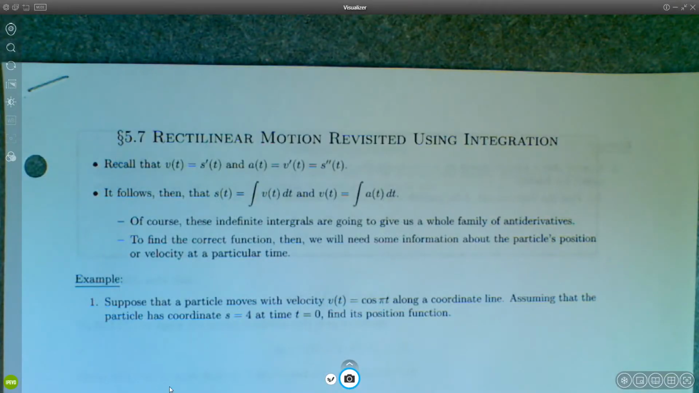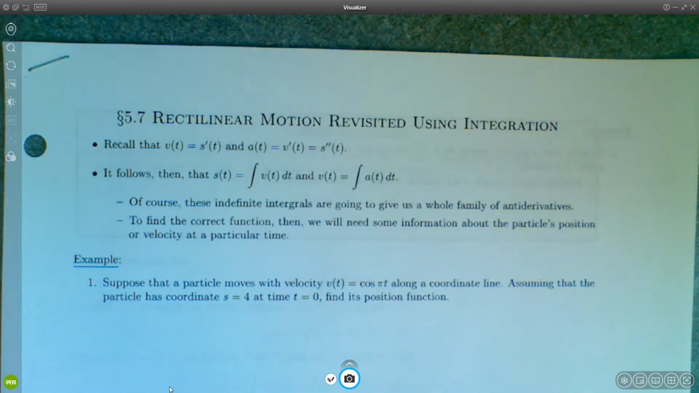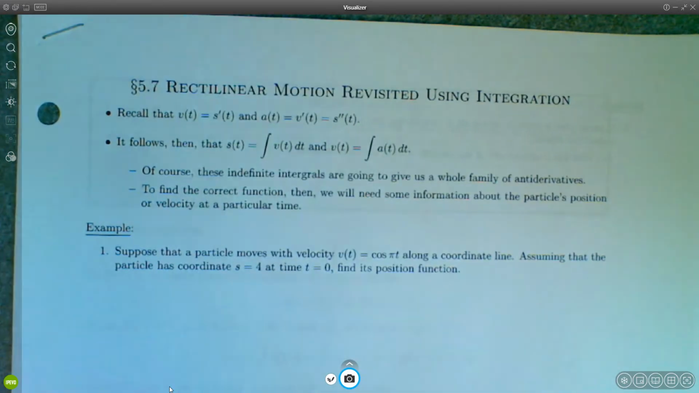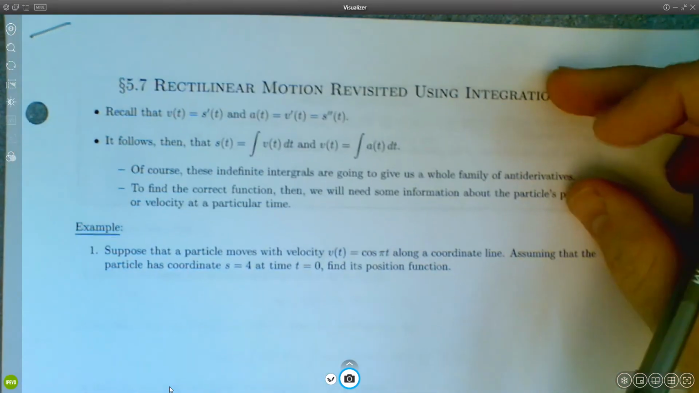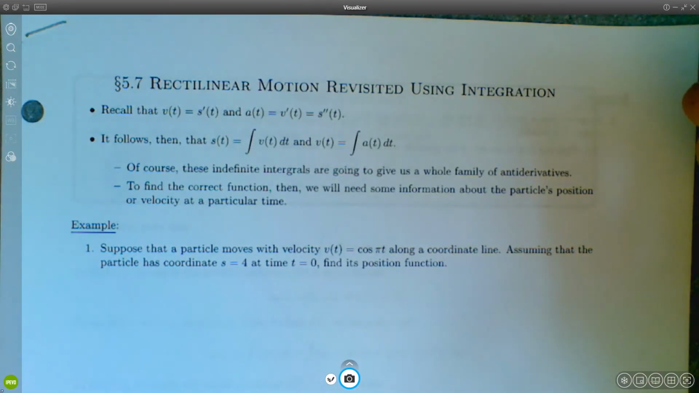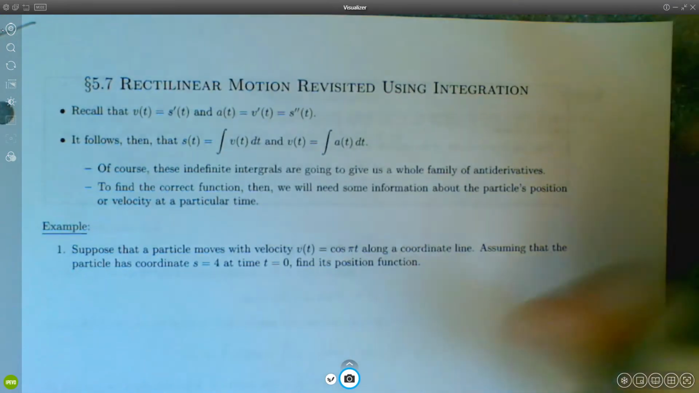All right, so let's talk about 5.7. We're going to come back to this concept of rectilinear motion. I think this is our third time talking about this concept in this course, but each time we talk about it, we're able to hit it from a slightly different angle. And this time when we look at it, we're going to look at it through the lens of integration.